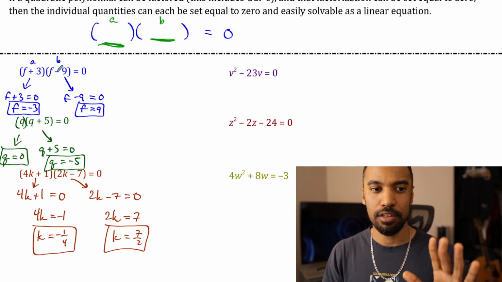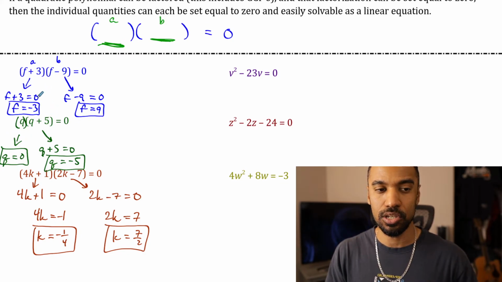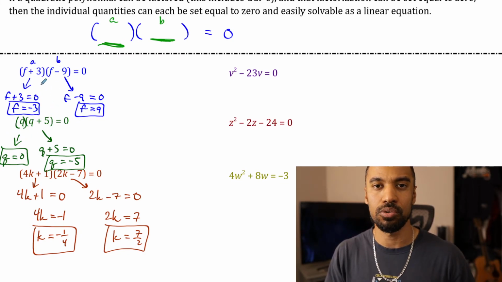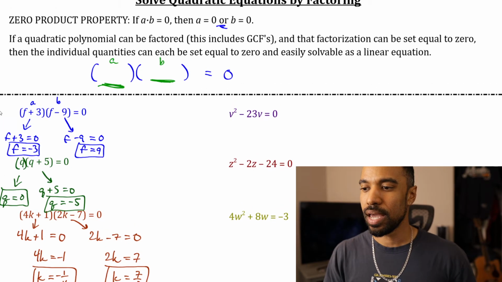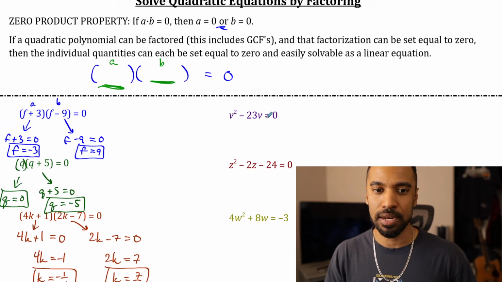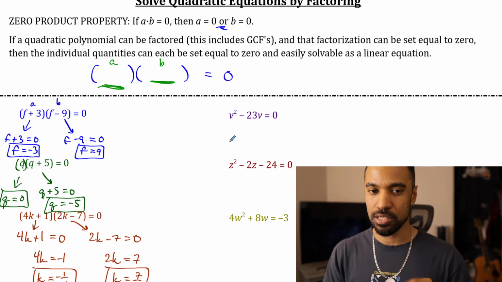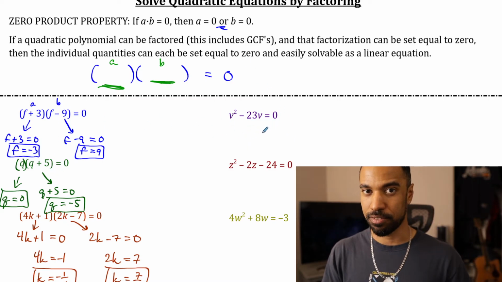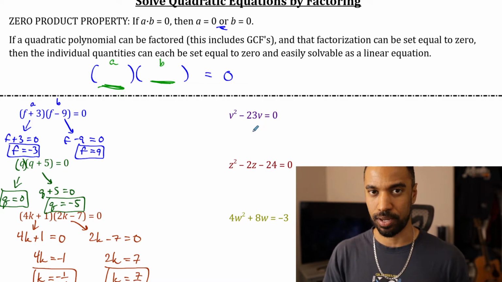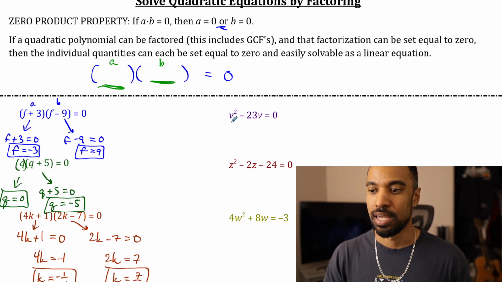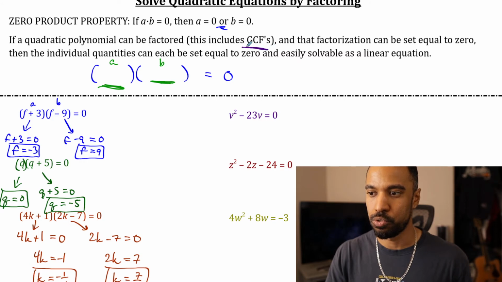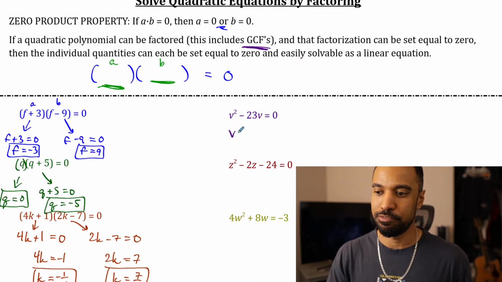All right, but those ones were already factored for you, and that's nice. You might not even know these were quadratics, but you use the zero product property. So I got this one right here: v squared minus 23v equals 0, and I need to solve for v. Well, it's the same thing as these ones here. This is a quadratic function, and I'm going to factor it. There's a common factor. Remember, this includes GCFs. Common factor of v. Let's factor it out, and I get v times v minus 23 equals 0.